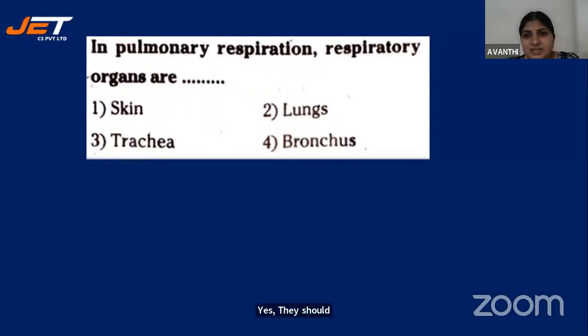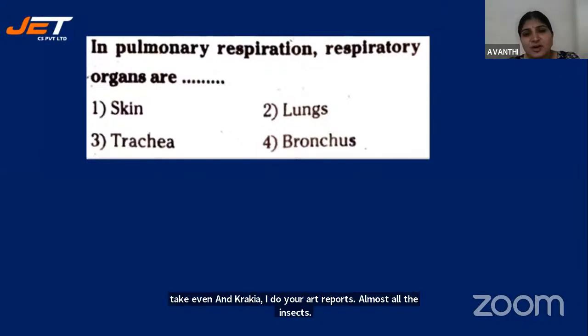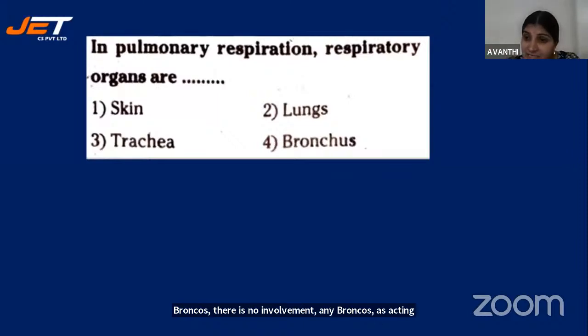Yes, absolutely correct, children. It is lungs. So the organism which is having lungs as a major respiratory organ, we call them as pulmonary respiration. And when the skin is used as a respiratory organ, we call it as cutaneous respiration. Mostly this will be happening in some earthworms, very lower group of organisms, like we can take even frog. And trachea, I told you, arthropods, almost all the insects. Bronchus, there is no involvement of any bronchus as a respiratory organ. Lungs, skin, trachea, gills, all these are the respiratory organs in different animals, based on their adaptation, based on their habitat.